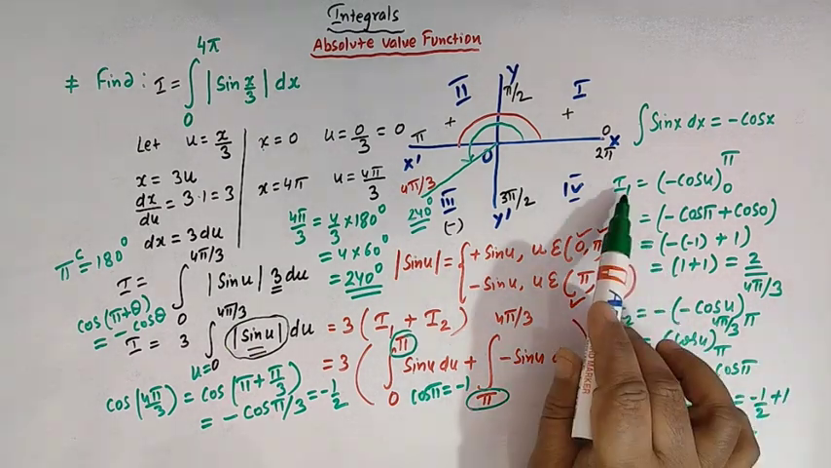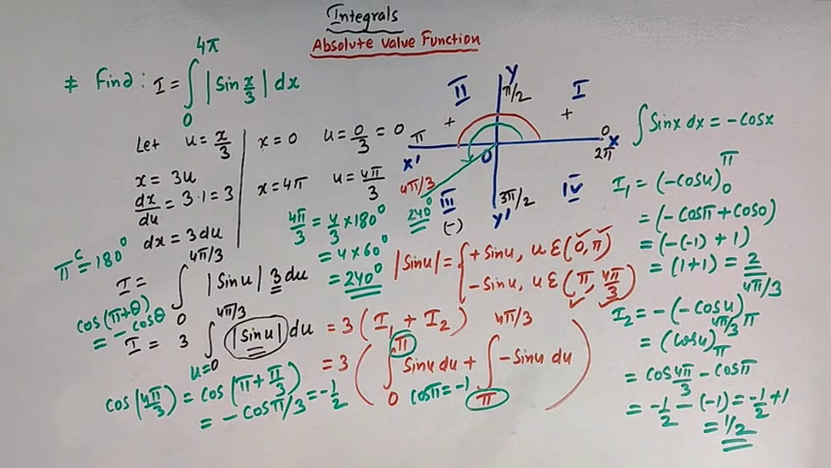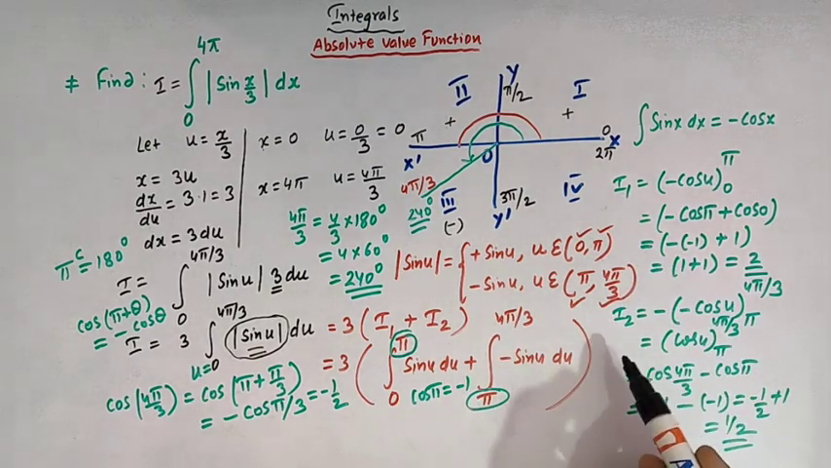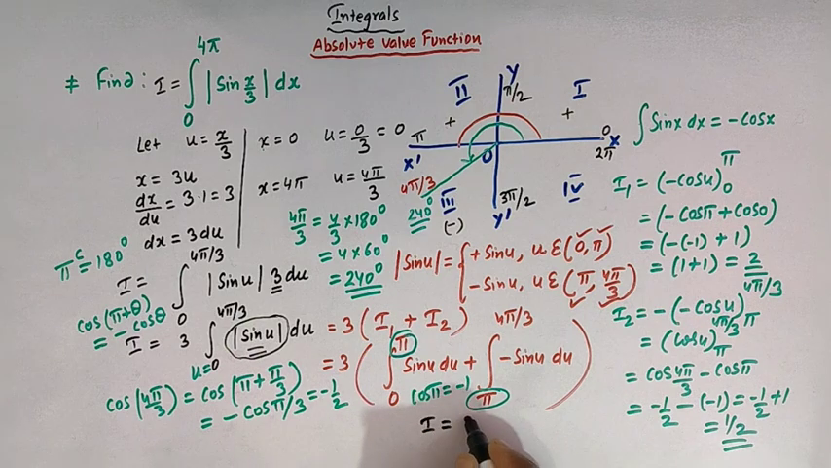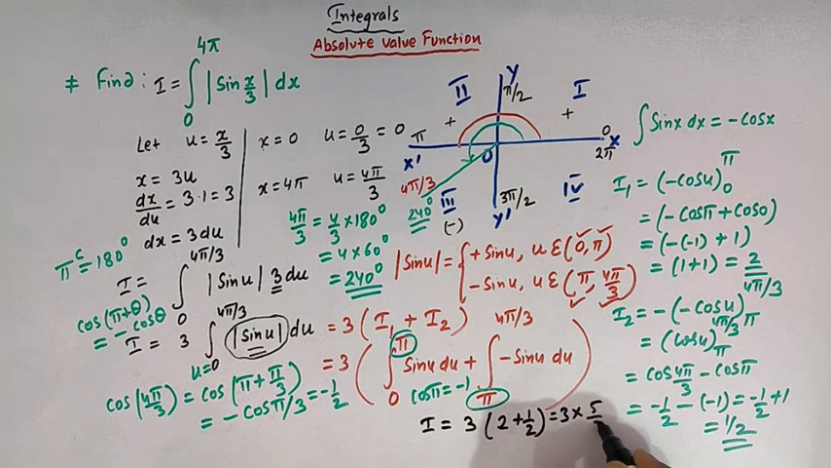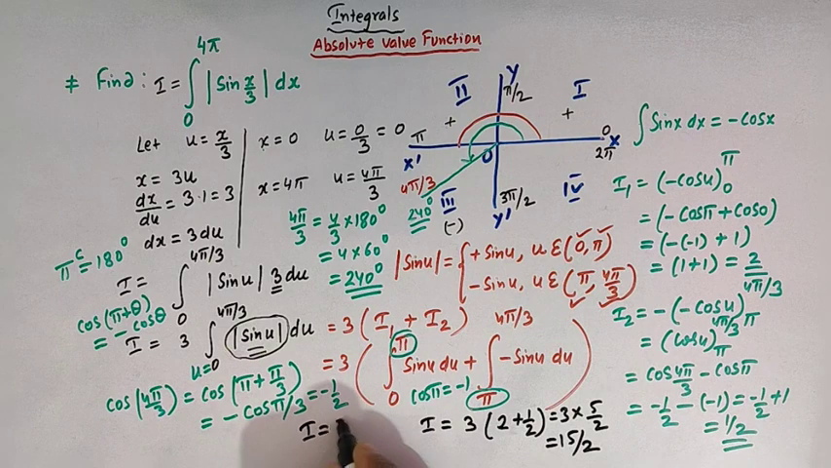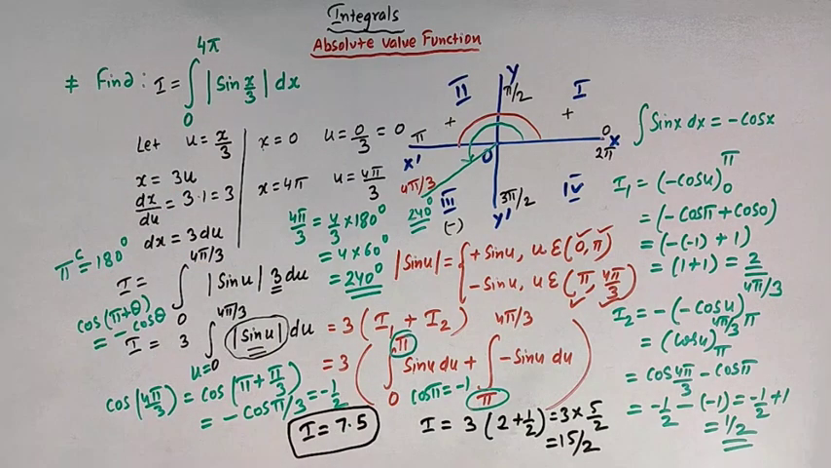So now the value of I1 is 2, and I2 is half, right? Now we can substitute the values of I1 and I2 here. So we have I is equal to 3 times, I1 is 2, and I2 is half. So this is 3 times 5 over 2, and this is 15 over 2, right? Which can also be written as 7.5. So the value of this integral is equal to 7.5.